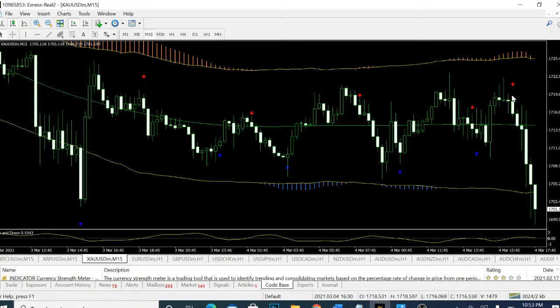I want to discuss, have you taken any trade on gold on the 15-minute chart? Because you can see a big drop that we have seen today on gold as well.